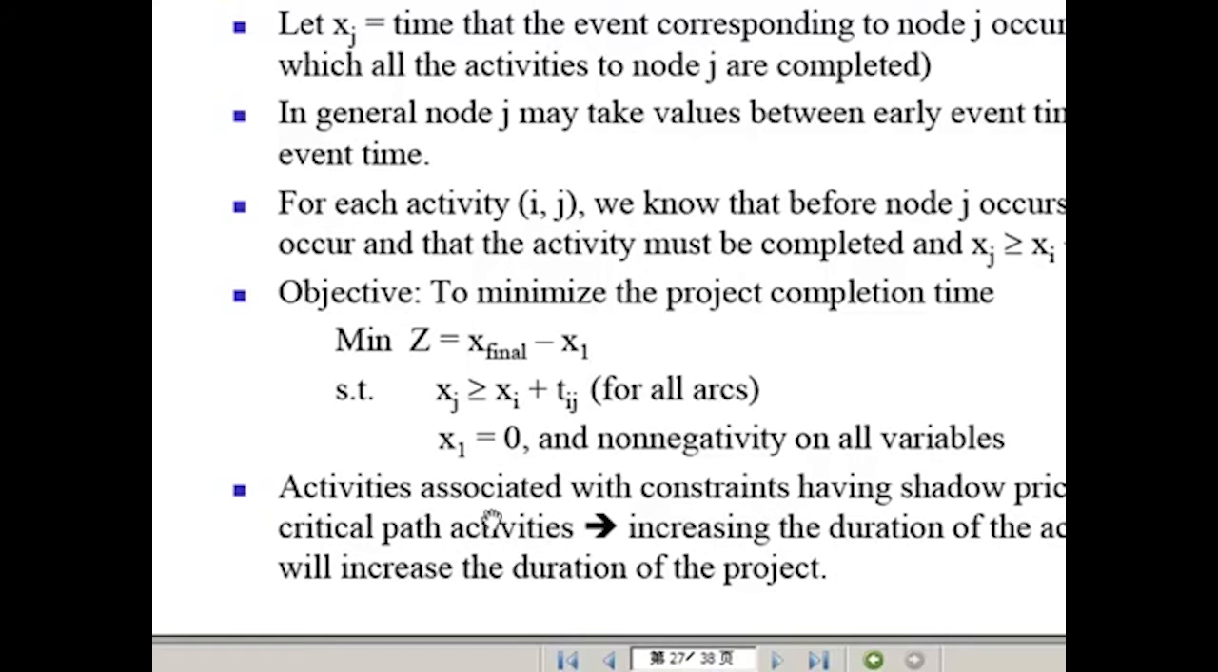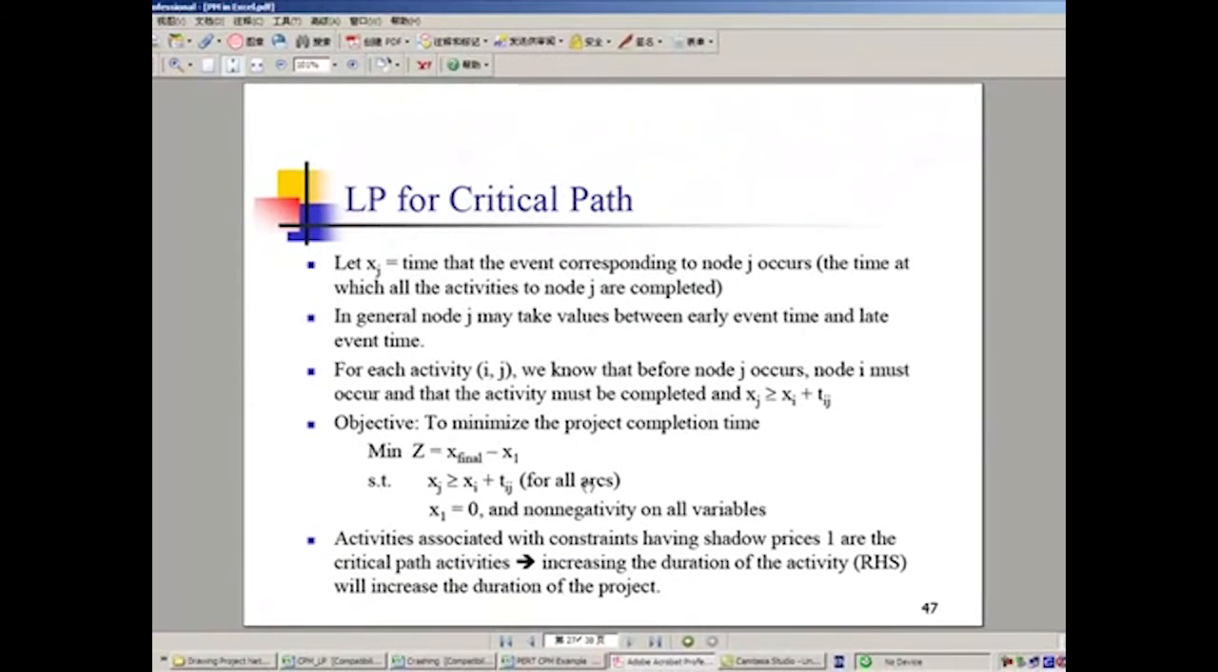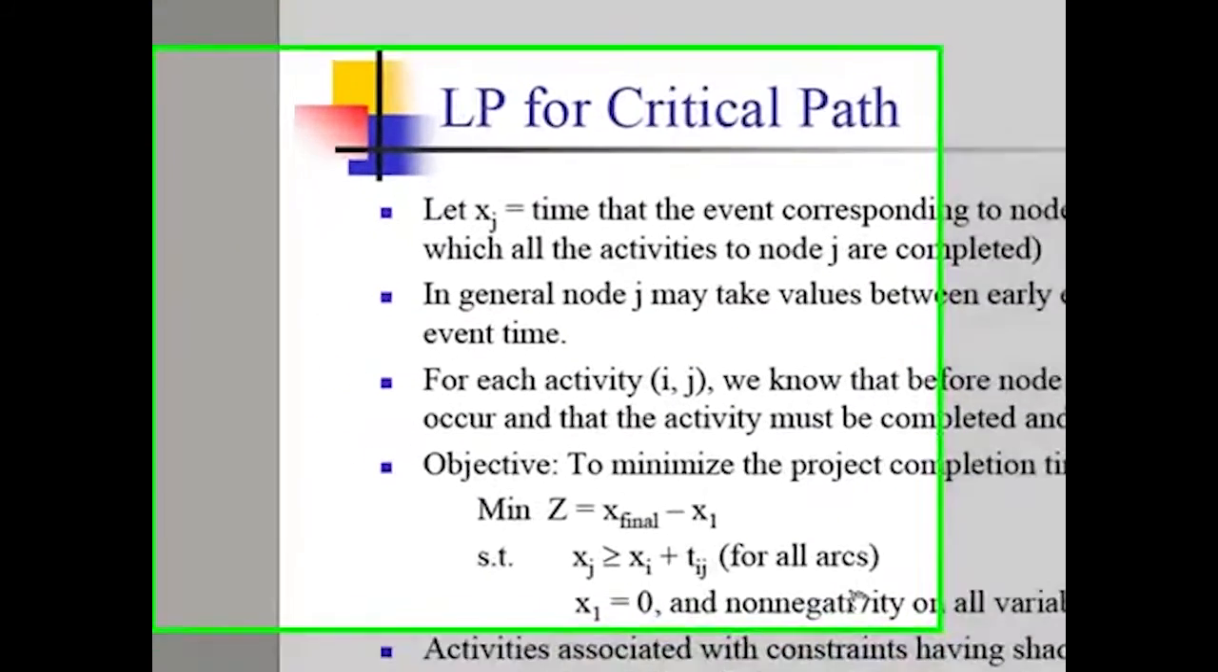So first of all, we want to minimize the time difference between the initial node and the final node. And also for each arc, because this LP model for project management is based on a network algorithm, in spreadsheet modeling in Excel we can only use the AOA network. We cannot use the AON network.